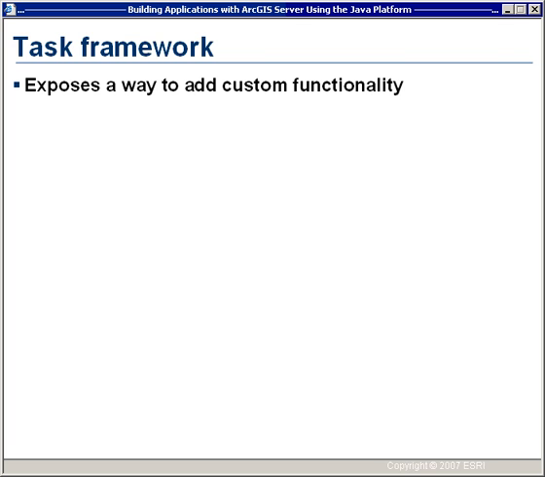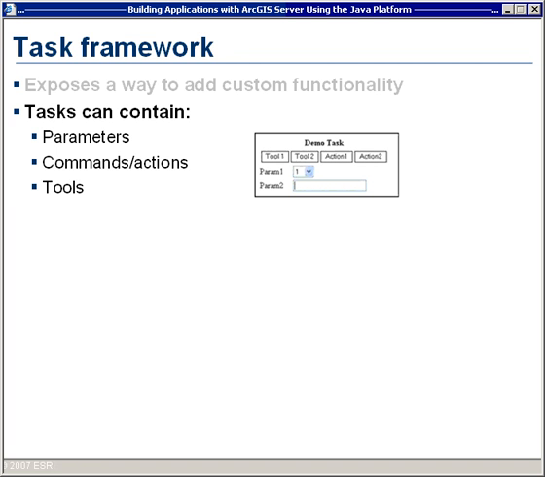If we want to do something that is not available in any of the out-of-the-box tasks, then we can use the task framework to create our own task. This framework exposes a way to add in our own custom functionality. The task we create can have three main types of components. They can have parameters, which allow the user to provide input to our task. They can also have commands, also known as buttons, which will execute some custom code when the user clicks on it. And we can also include tools in our task, which will allow the user to interact with the map in some specific way.